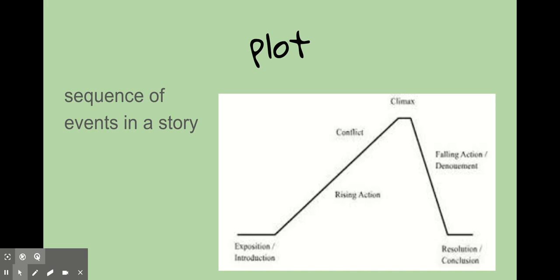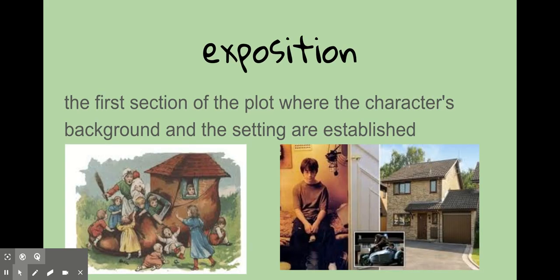The first section of the plot is the exposition, and this is the part of the plot where the character's background and the setting are established. So, first picture here, there was an old woman who lived in a shoe. Little nursery rhyme, that's all we need to know. That's all the exposition that we need. She lives in a shoe. I do need to add that she has a lot of children. So we have the basic who, what, there.